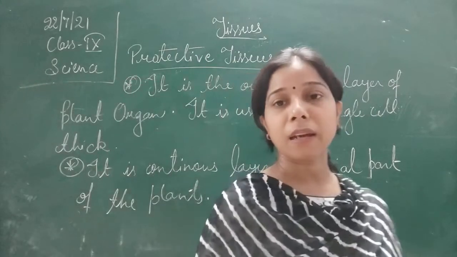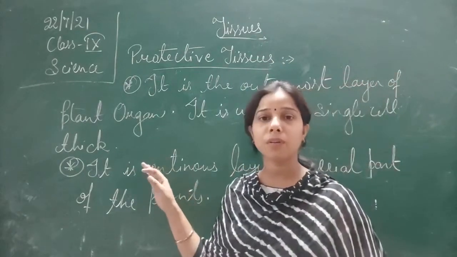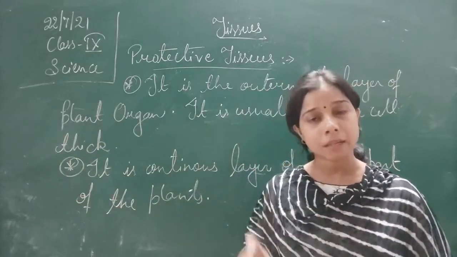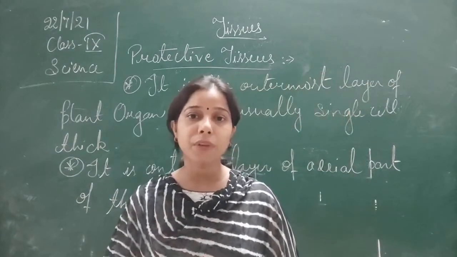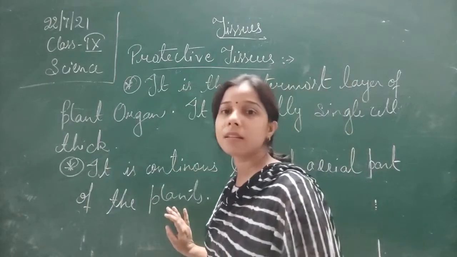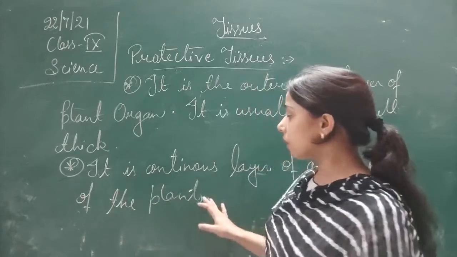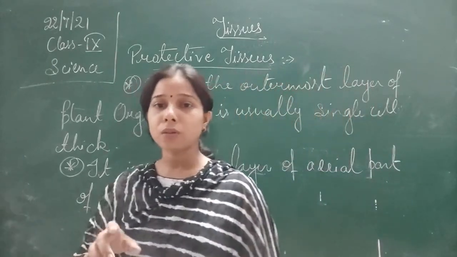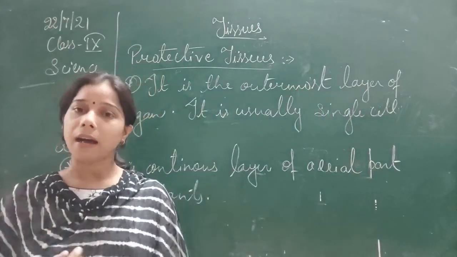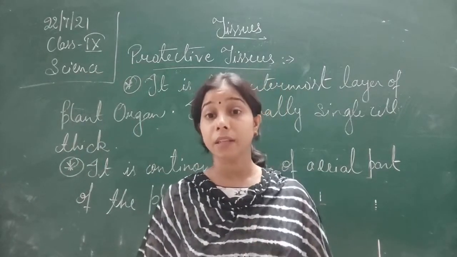So we can say here that the epidermis is the outermost layer of the plant organ. When you look at the cell structure, students, you will find that it is a single layer and a continuous layer. Continuous layer means that it does not have any intercellular spaces between the cells. It is responsible for giving protection to the plant, and it is present at the peripheral region of the roots, stems as well as leaves.